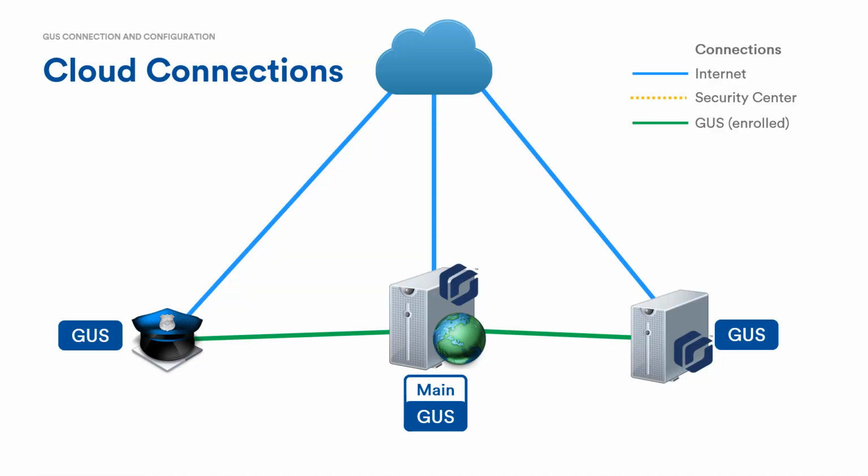There are 3 ways for GUS to connect to the cloud to receive updates and send information. The first is a direct connection to the Internet where no proxy is used and the server or workstation handles all the communication.